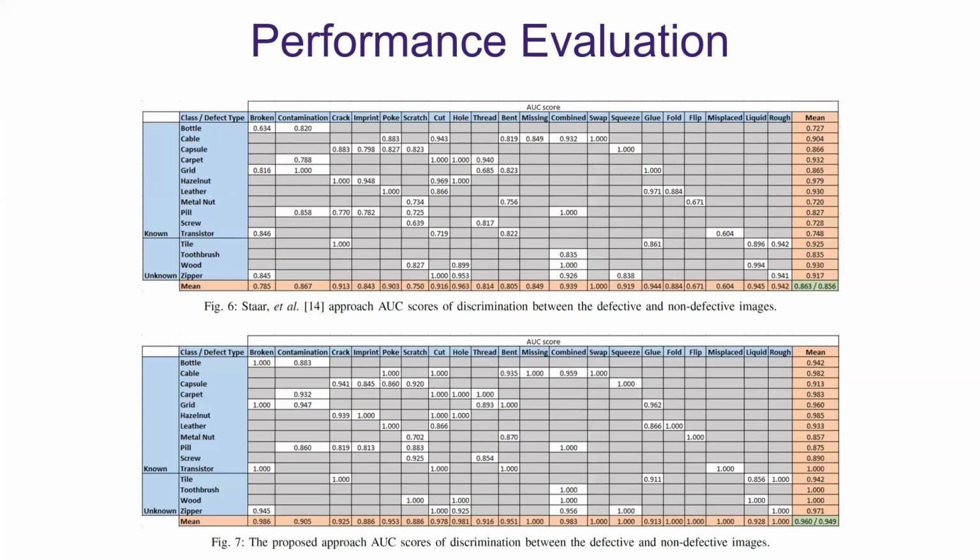In regards to the defect types, it can be seen from their mean score that the proposed approach achieves some state-of-the-art results. Out of the 20 different defect types, only imprint and scratch defect types achieved a mean score less than 0.9. 15 defect types achieved a mean score between 0.95 and 1.